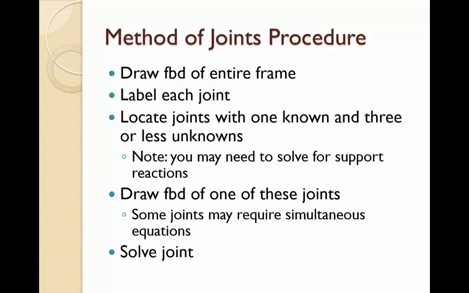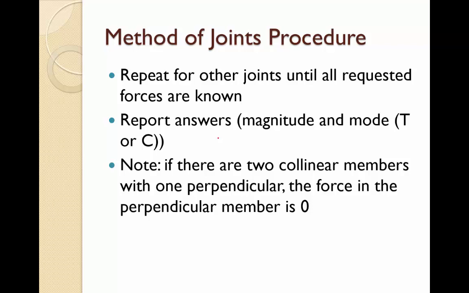Then for each of those joints, you're going to draw a free body diagram of just that joint. Some of those joints might require simultaneous equations depending on the number of unknowns that you have. Then you're just going to solve the joint. In most cases, you're going to use some of the forces in the x and some of the forces in the y with each joint to solve for all the unknowns at that joint. Then you'll move to the next joint and you'll repeat the process.